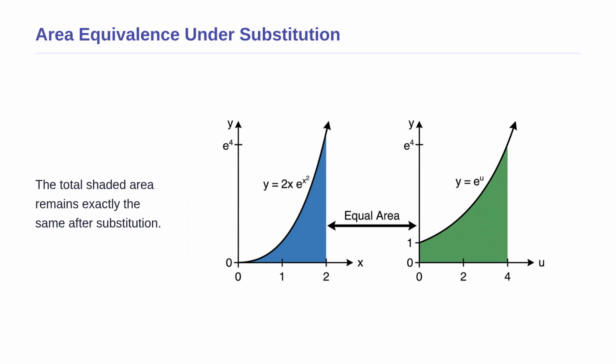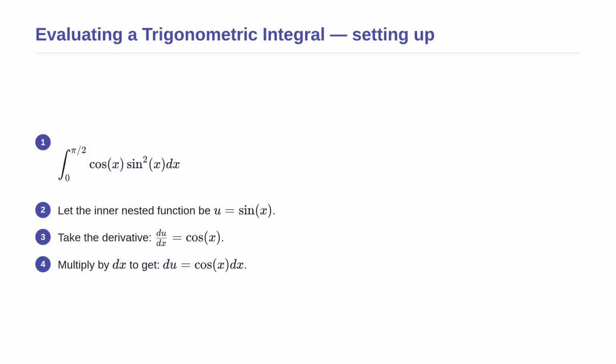Let us try another example, this time using trigonometry, which is very common in physics and engineering. We want to evaluate the integral of cosine x multiplied by sine squared x from 0 to pi over 2. Here, the sine function is squared, making it our inner nested function.